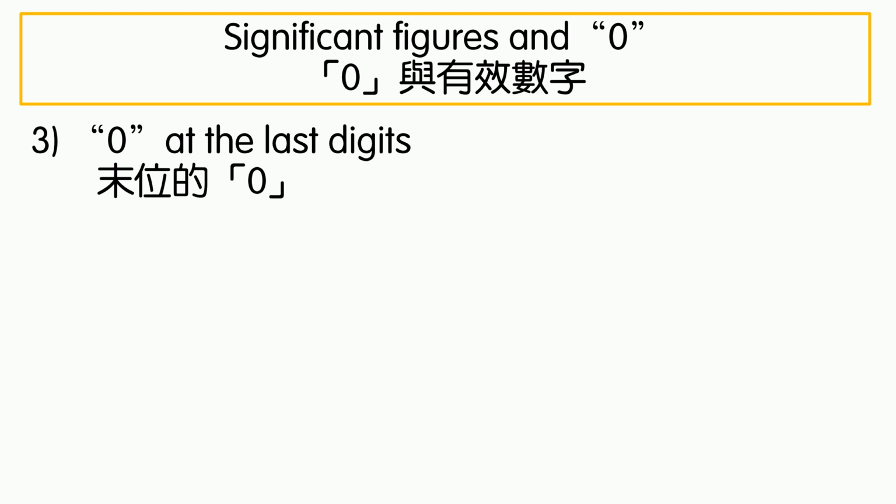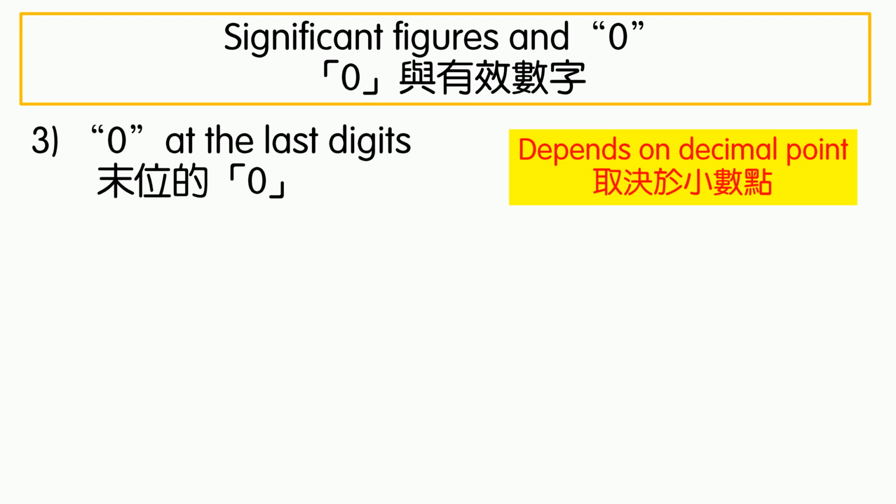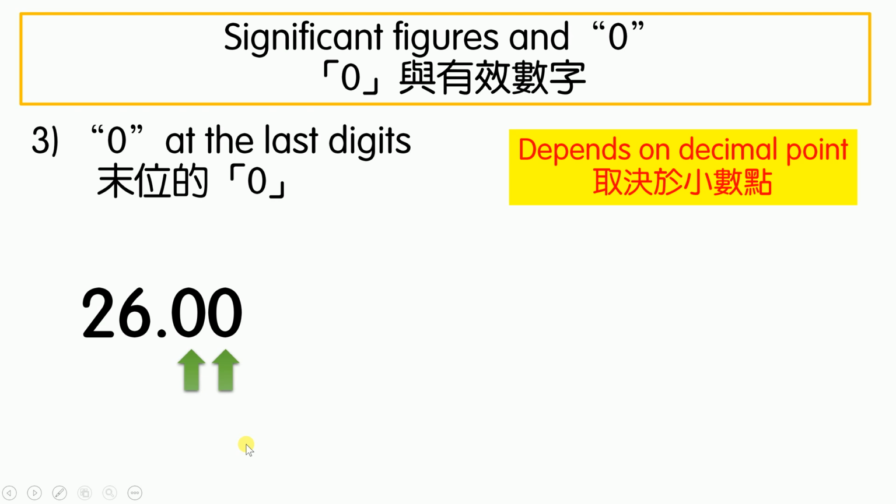How about zeros at the last digits? It depends on the decimal point. Here we have one example, 26.00. In primary school, we won't write in this way. But why do we have this number? Because we want to show the accuracy up to 2 decimal places. Since there is a decimal point, we will treat these zeros as important. There are a total of 4 significant figures.